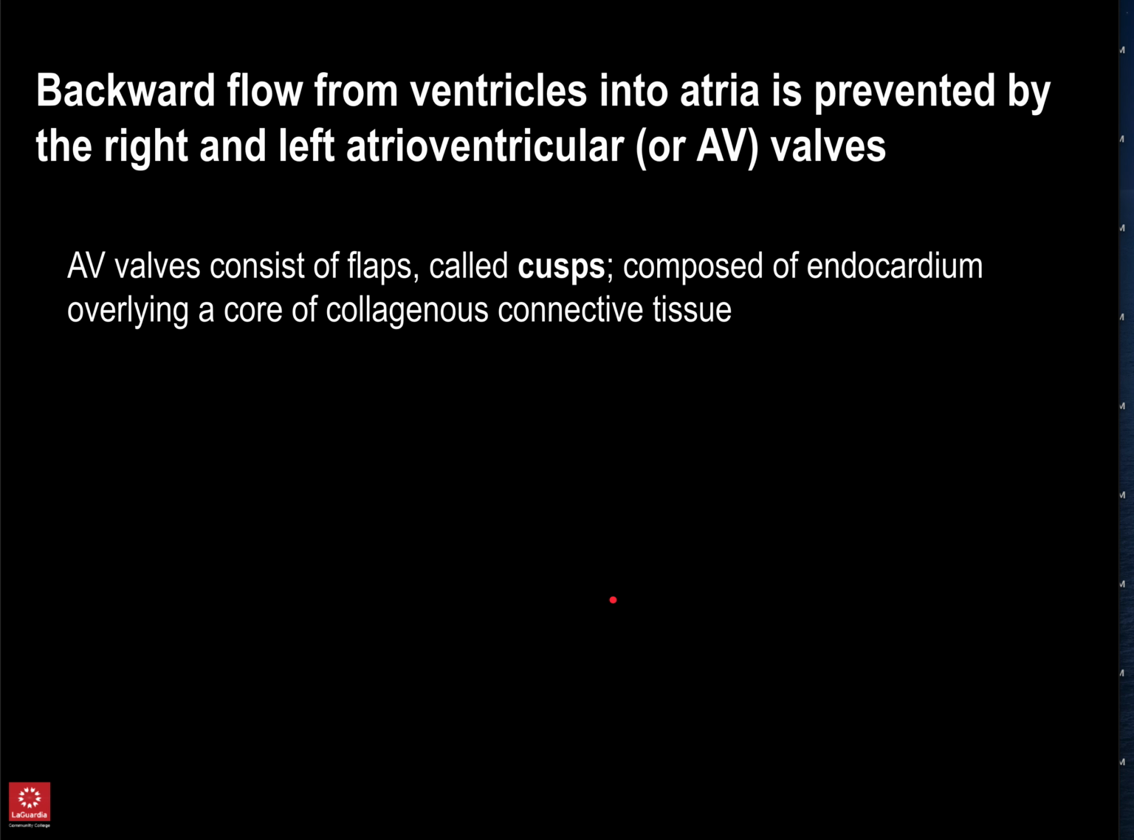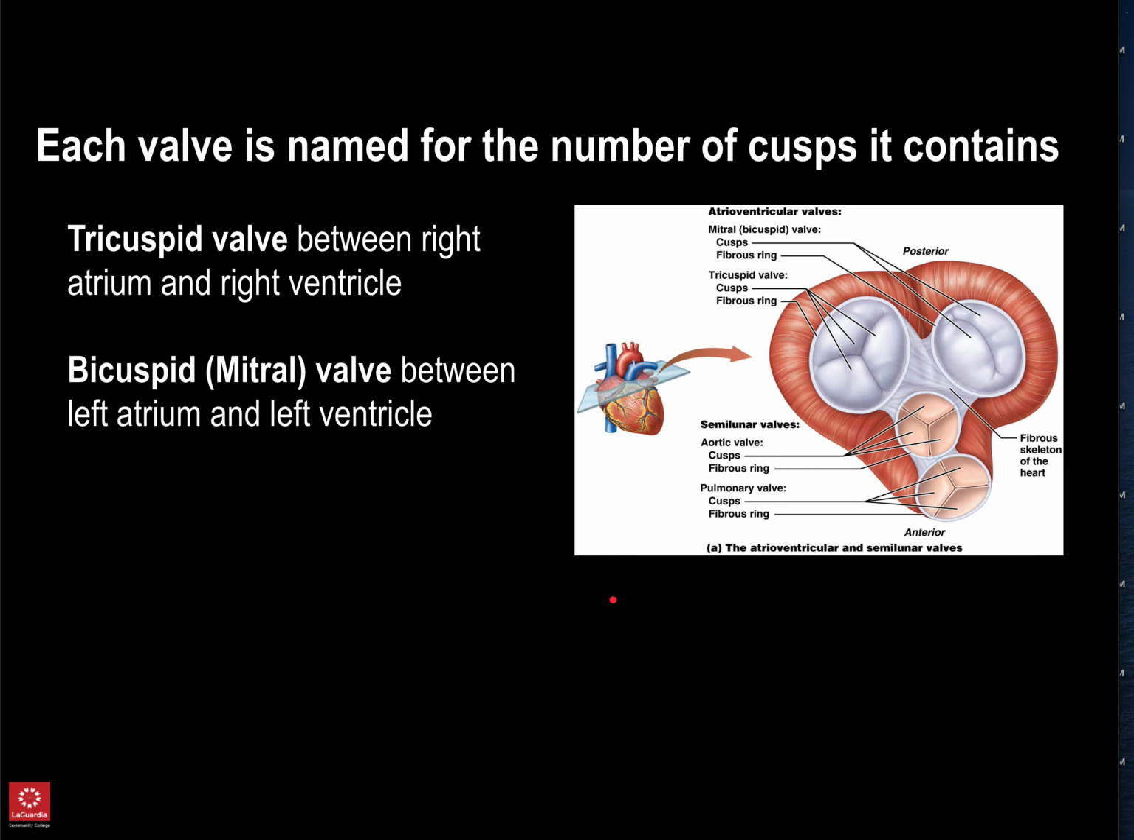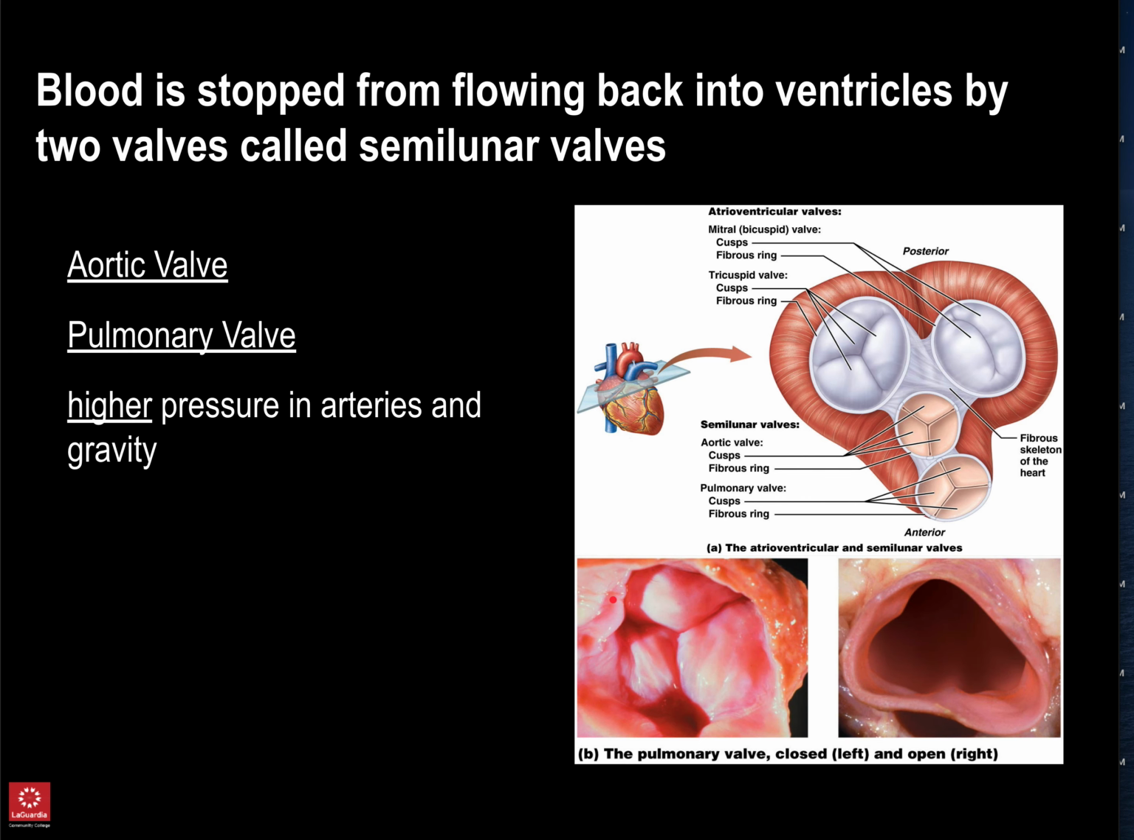The backward flow from ventricles into atria is prevented by the right and left AV valves. The AV valves consist of flaps called cusps. They're composed of endocardium overlying a core of collagenous connective tissue. And each valve is named for the number of cusps that it contains. We have a tricuspid valve between the right atrium and the right ventricle, and we have a bicuspid or mitral valve between the left atrium and the left ventricle.